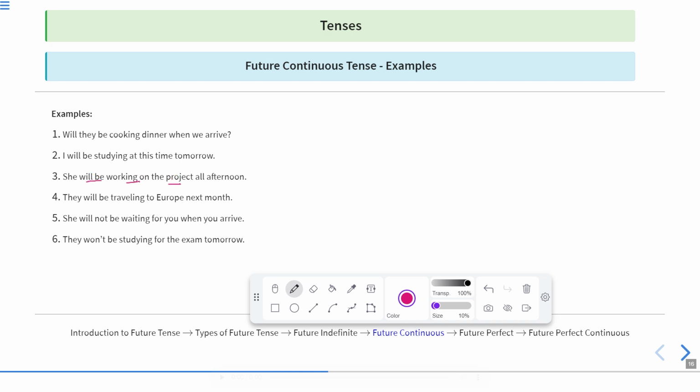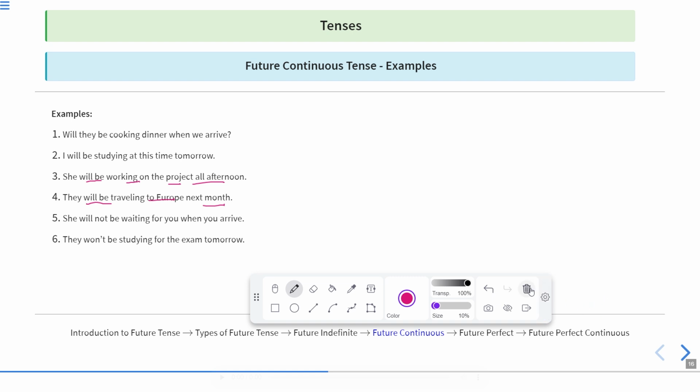She will be working on the project all afternoon. They will be traveling to Europe next month. So here we are imagining the next month when they will be traveling to Europe. Okay. Now it depends on the data that we have of their flight. Okay. She will not be waiting for you when you arrive. They won't be studying for the exam tomorrow. Okay. So these are imaginations which we can only imagine, but we cannot say any of these sentences with certainty. Okay, so all these sentences will be written in future continuous tense.